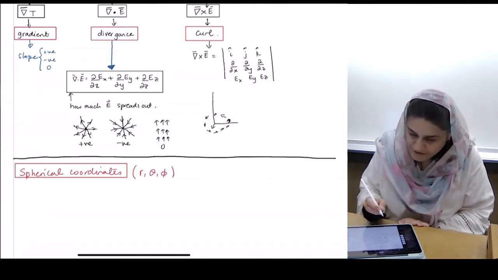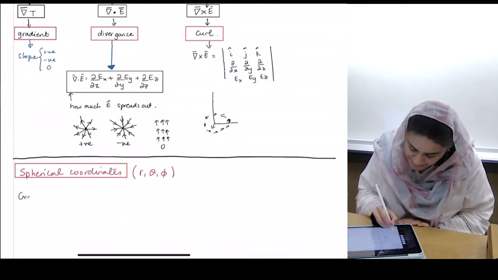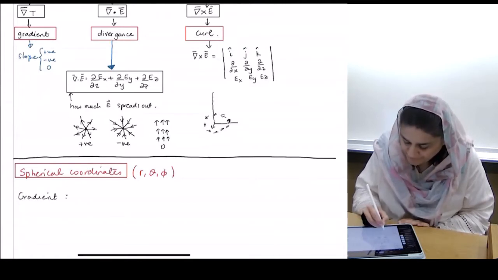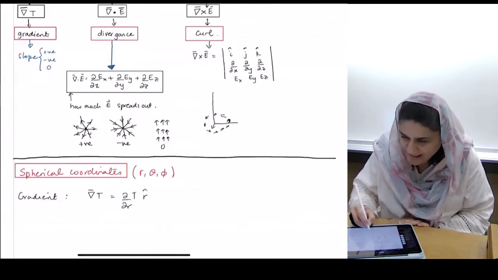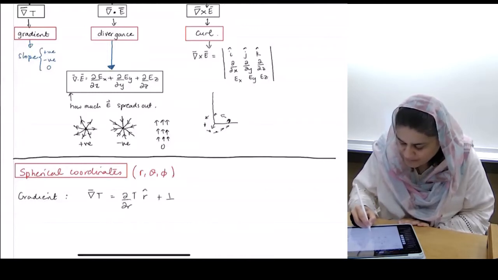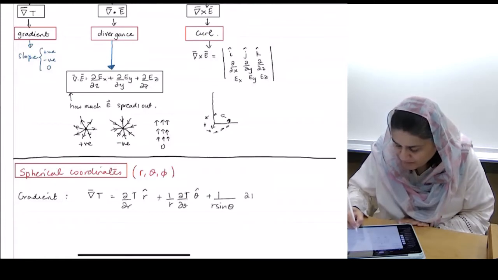So my divergence, let's start with gradient. My gradient will be del t: partial over partial r of t r hat, plus 1 over r partial over partial theta of t theta hat, plus 1 over r sine of theta partial t over partial phi phi hat.